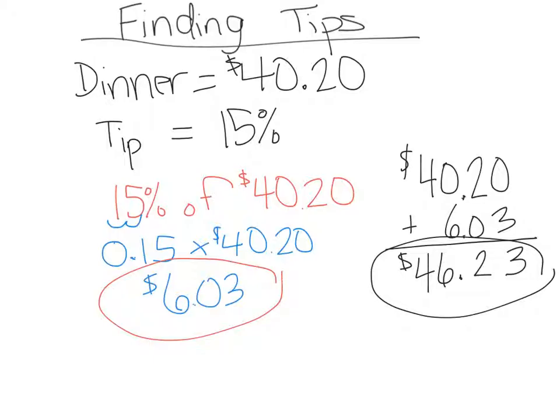So some of the questions that you are going to be working on will ask you how much is the tip. Okay, well, the tip will be $6.03, and then some of the questions will ask you how much will I be paying, how much is my total price, and that'll be your $46.23.